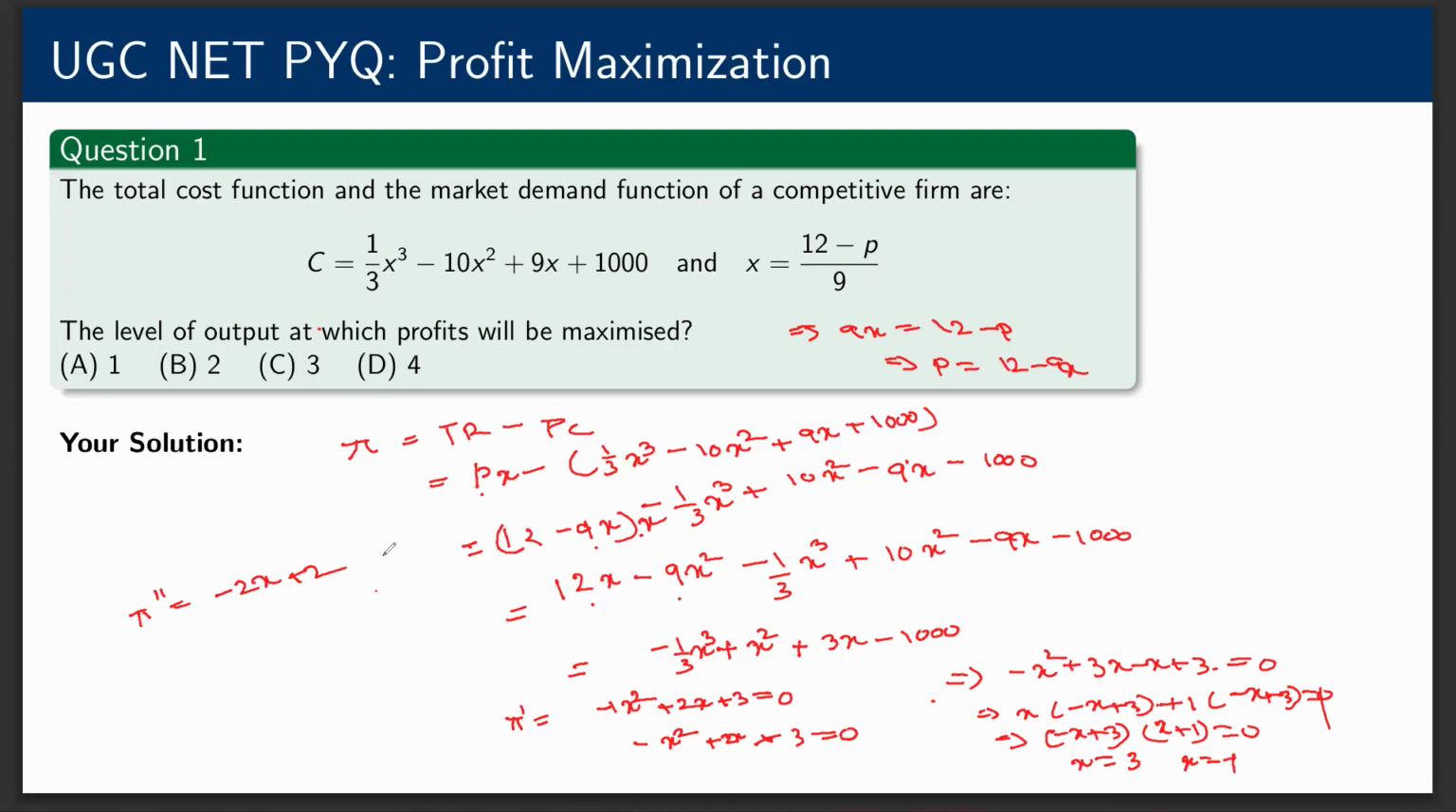Now put x equal to 3. At x equal to 3, my second order derivative is minus 2 into 3, minus 6 plus 2, equal to minus 4. It is negative, so I say that at x equal to 3, the profit is maximized. Answer is C.